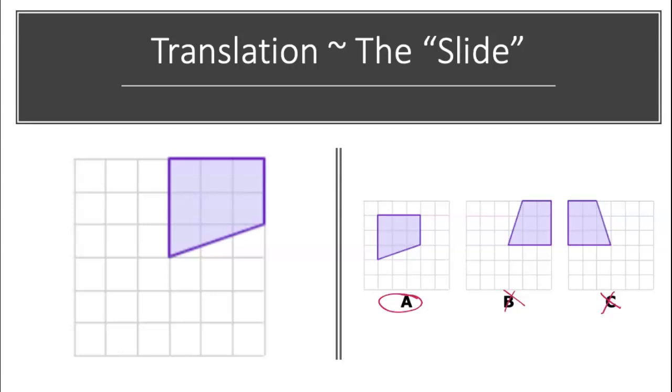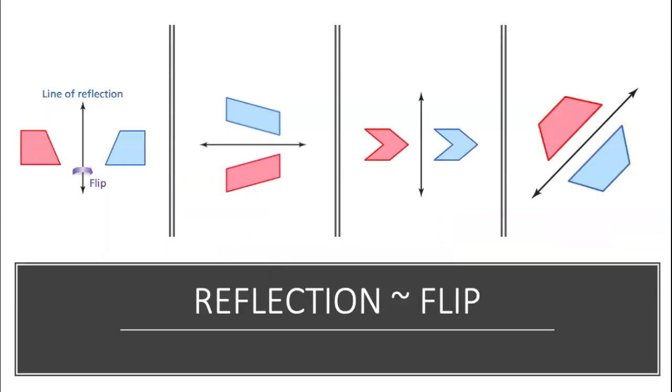So what's up next? We had a translation, a slide. Up next, we're going to look at a reflection. So in a reflection, we have a flip. Just think about it as looking in a mirror. I also like to think about these when I'm looking at them on paper as like a butterfly. So my line of reflection here is this little black line. And what we're doing is we're taking and we're flipping this image from one side to the other.